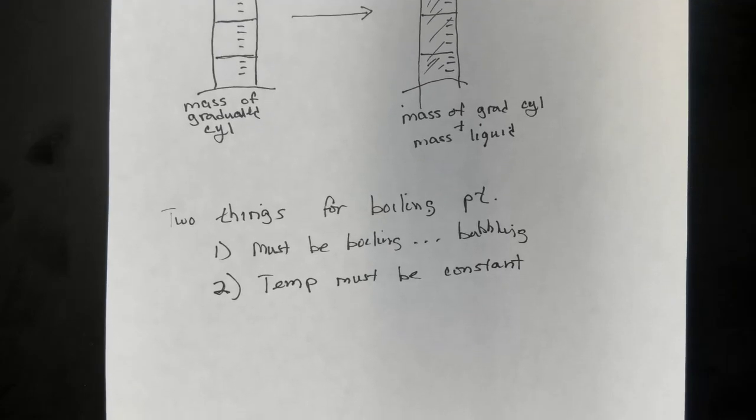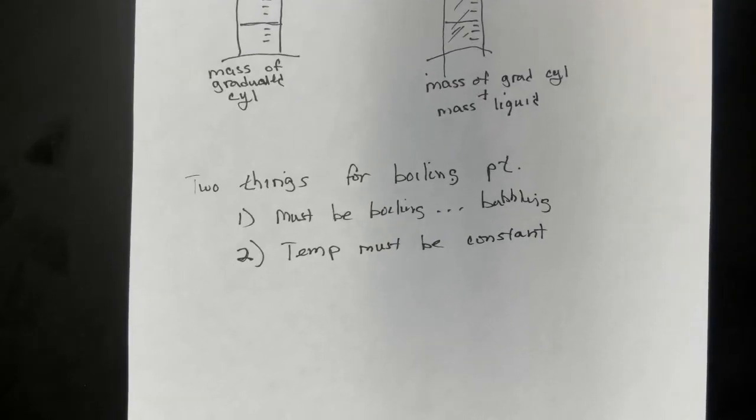Two things on the boiling point. So we take the boiling point measurement of a liquid. First, the liquid must be boiling, all right? So it's got to be bubbling. That's important. But just because it's bubbling doesn't mean that it's reached the boiling point temperature. So it's got to be bubbling, and the temperature must be constant.